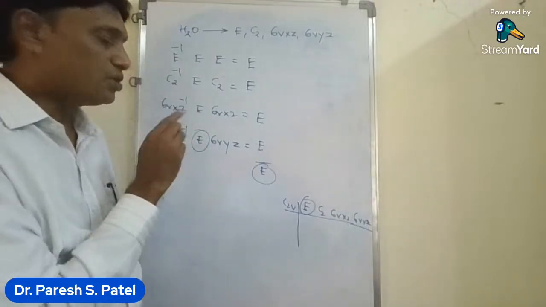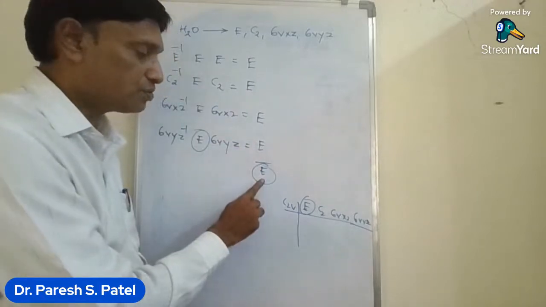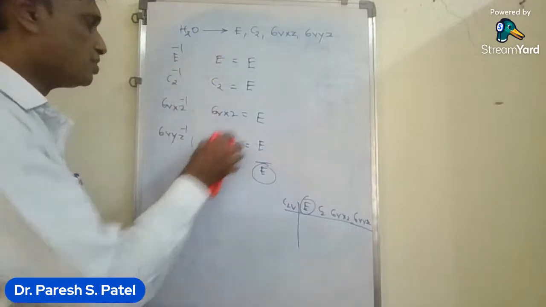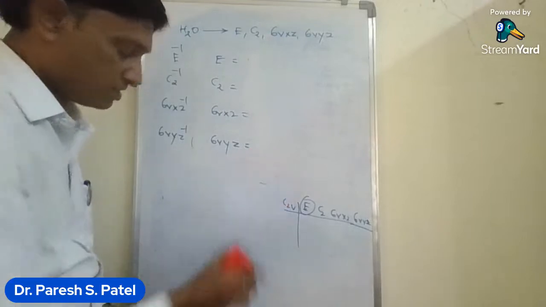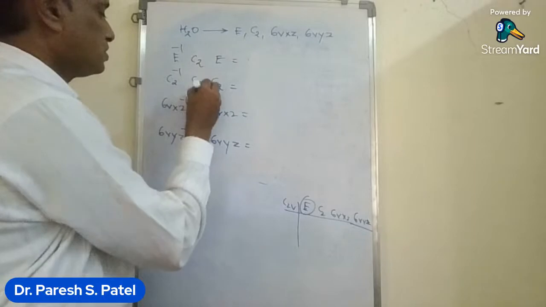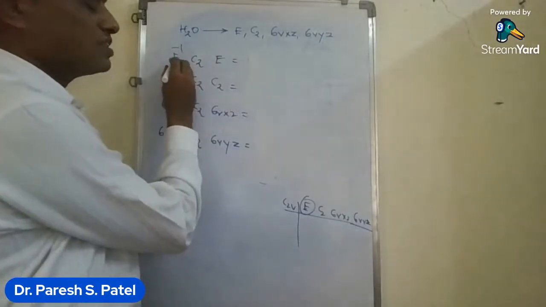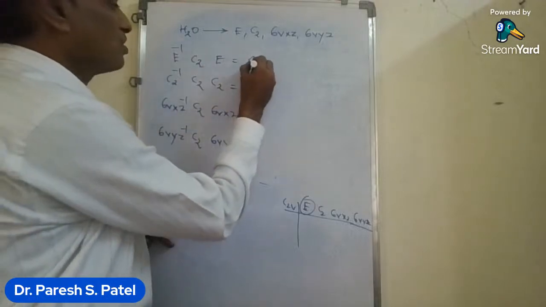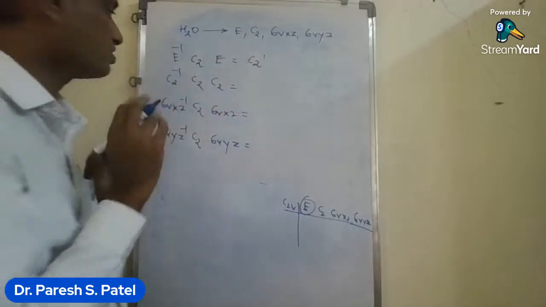X inverse A into X is equal to E. It means E is conjugate to E to form an individual class. Now, if you operate C2, then to find out the overall result, E inverse, there is no change. C2, it means to change E. So the overall result is C2 or C21. Both are the same.